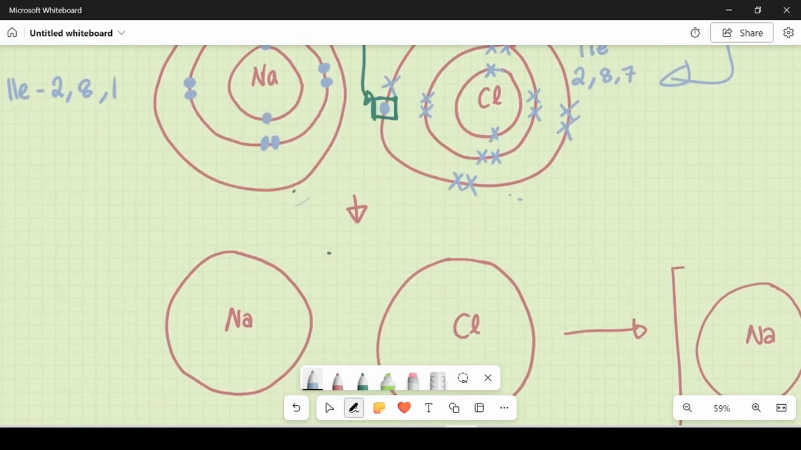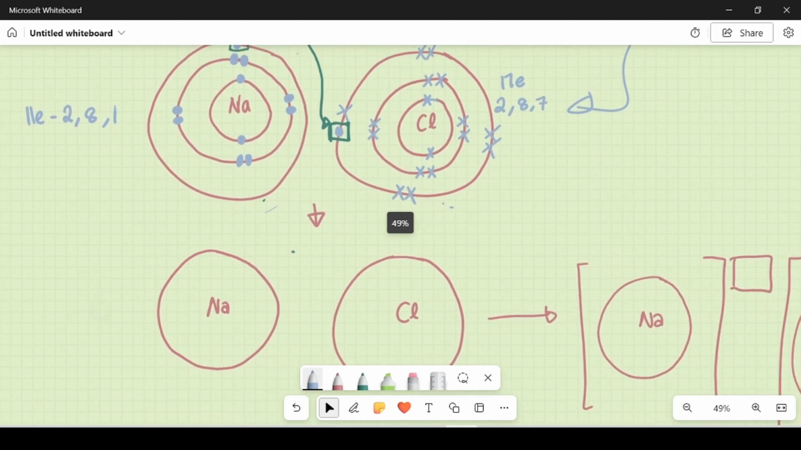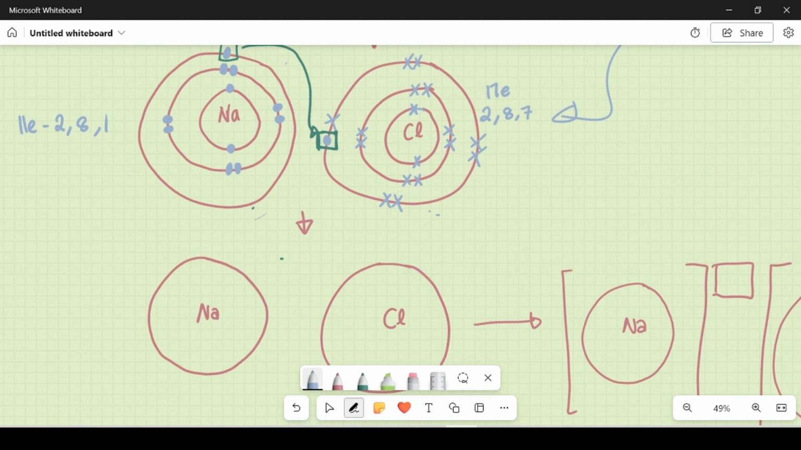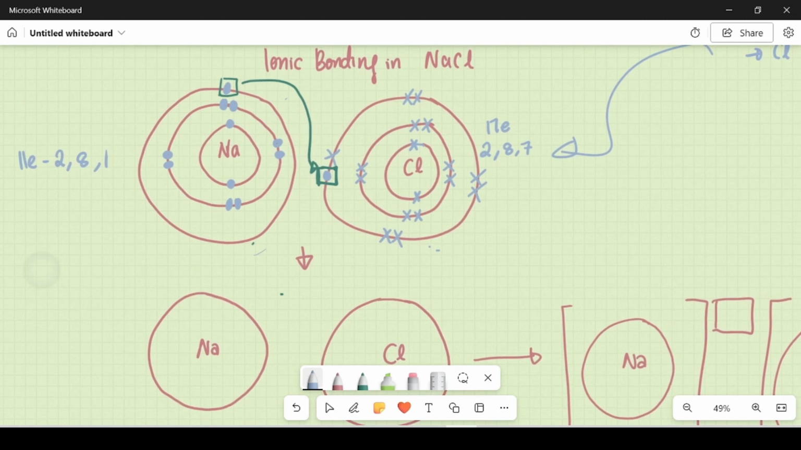Okay, I know that's a lot to take in, so let's break it down. In your chemistry exams, when you're asked for dot and cross diagrams, you're not expected to draw all the electronic shells. All you need to draw is the outer shell electrons. So let's take this to a revised, smaller version.